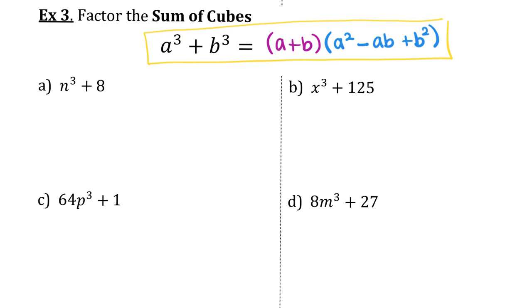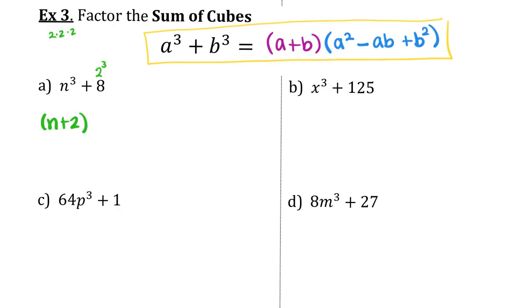2. Why is it 2? Because 2 times 2 is 4 times 2 is 8. So this is n cubed plus 2 cubed. If I want to factor it, in the first parenthesis, I'm going to do the first thing plus the second thing. So the first thing cubed is n, the next thing is 2.